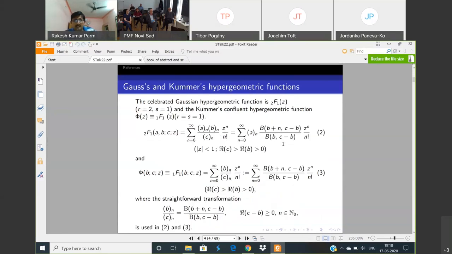The special cases are the Gaussian hypergeometric function 2F1 for r equal to 2 and s equal to 1, and the confluent hypergeometric function 1F1 for r equal to s equal to 1, which are given by the series representations 2 and 3. Here, in this series representation, if we use the straightforward transformation, the ratio of the Pochhammer symbols can be written in the form of the beta function, and here we replace bn by cn using the transformation here and here.